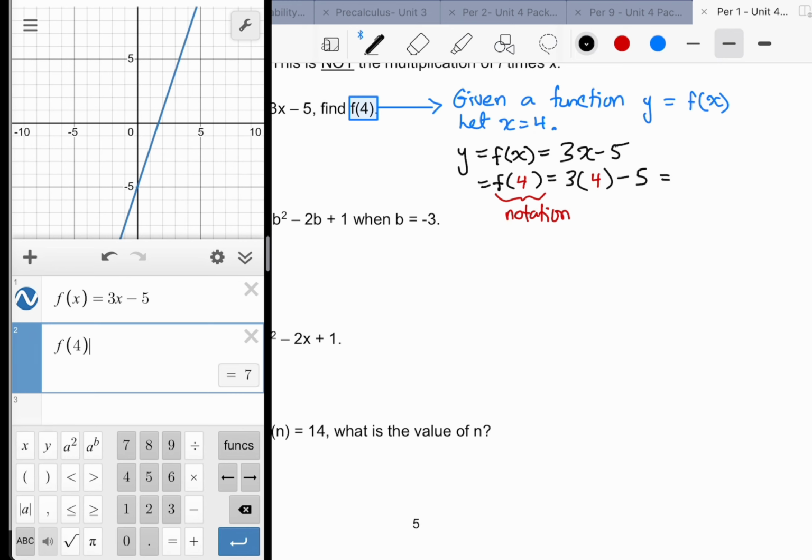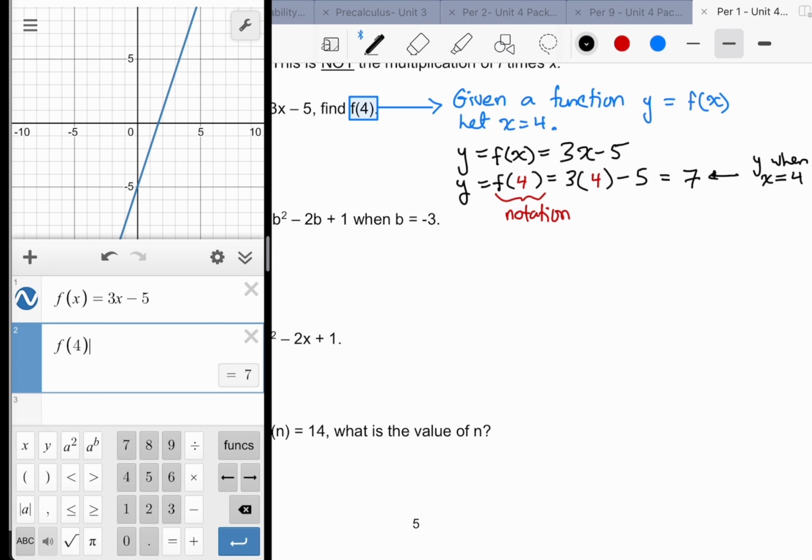But if I take 3 times 4, that gives me a 12, minus the 5, that's going to get me the 7. I now just found the value of the function when x is equal to 4. Now specifically, since this whole thing was equal to y equals f of 4, this tells me that the y value when x is equal to 4 is 7.